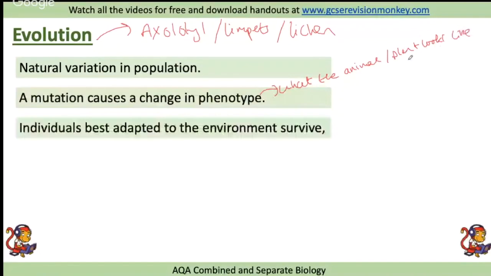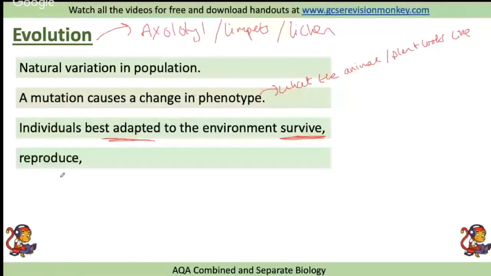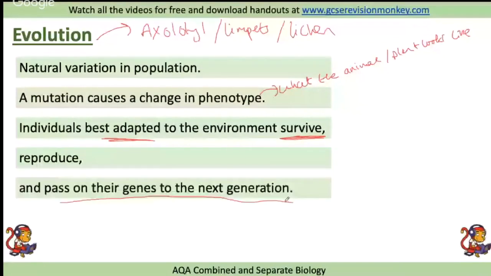So individuals best adapted to the environment will then survive. So get the words best adapted and survive in there. They will reproduce and they will pass on their genes to the next generation. So absolutely any question, regardless of the animal or the plant that they're talking about, if they're talking about evolution by natural selection, you need to get those steps in.